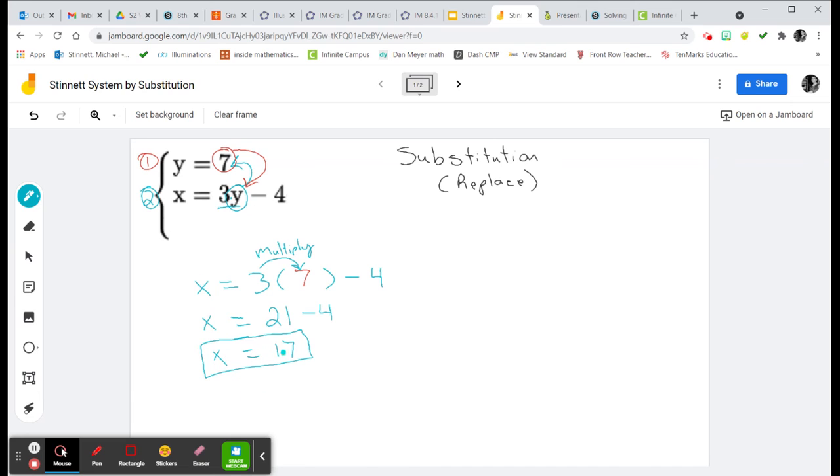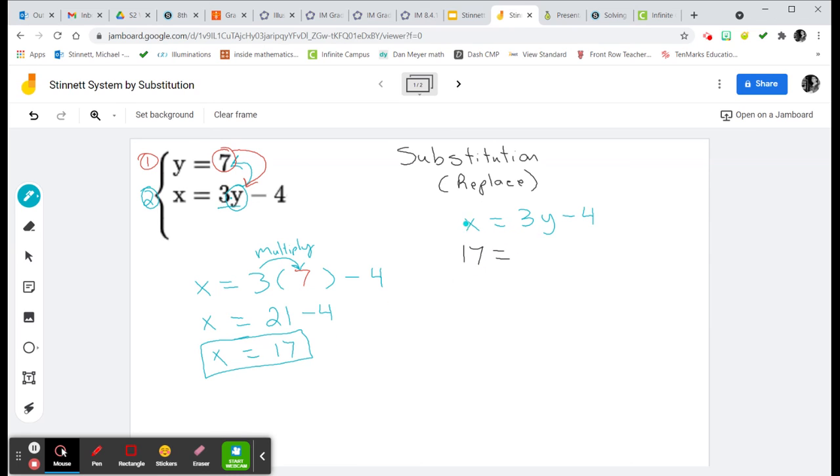We could actually check this, right? We could put these two values back into this equation and check. So we know x equals 17, so we'd have 17 equals, and actually I'll show you what I'm doing here. I'll rewrite this equation. So x equals 3y minus 4. I'm just using the values of x and y in this equation. I have an x here and a y here, so I'm plugging them back in. So I'm checking to see.